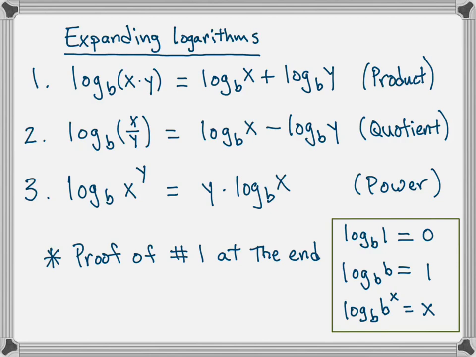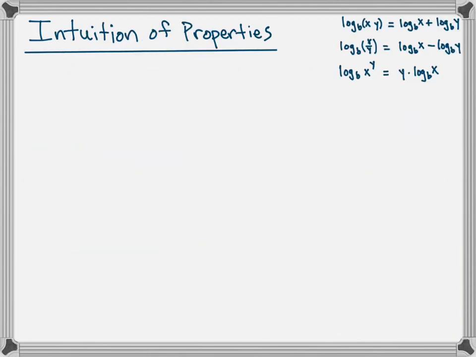So to move on to an intuition of how these properties are going to work. Once again, logarithms are inverse operations of exponential functions. They basically undo or go backwards. They unpack the idea of an exponent. So we're going to look at the rules of exponents and try to see how they're connected with these logarithms.